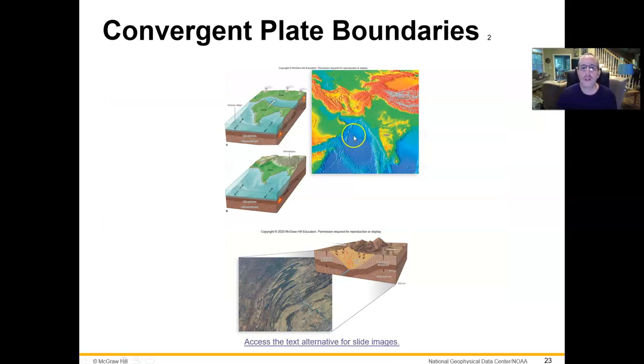Again, this is the one I just mentioned, the Indian subcontinent. It's now all part of Asia, but before the continents came together, it was its own continent. It slammed into Asia and created the Himalaya Mountains here.